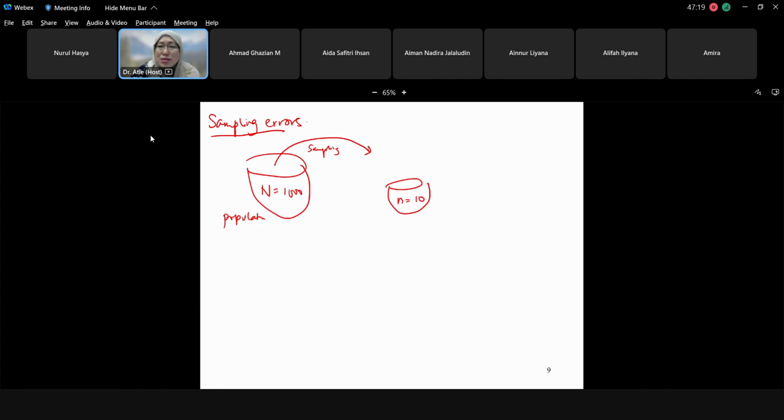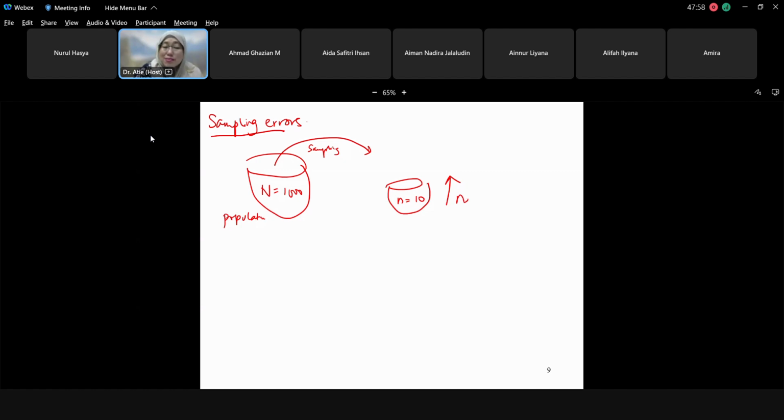Sure, it's not fair at all, because maybe when that person selected 10 people for the sample, they might be lazy people. But actually, thousands of UTM students are very hardworking and diligent. So it's not fair. This is what we call sampling errors. The number of samples cannot represent the actual number of the population, so you need to increase the number of n.